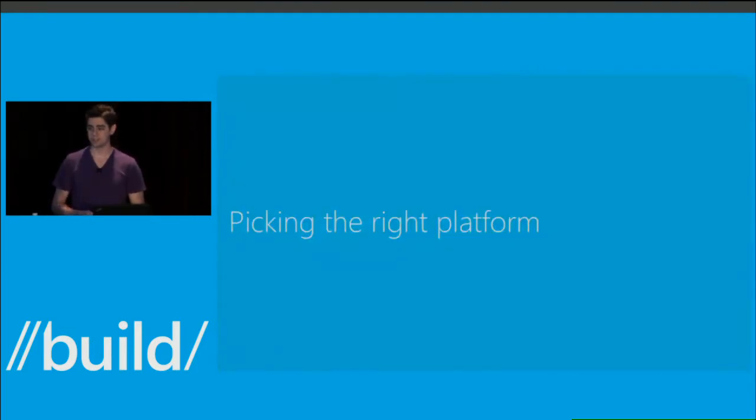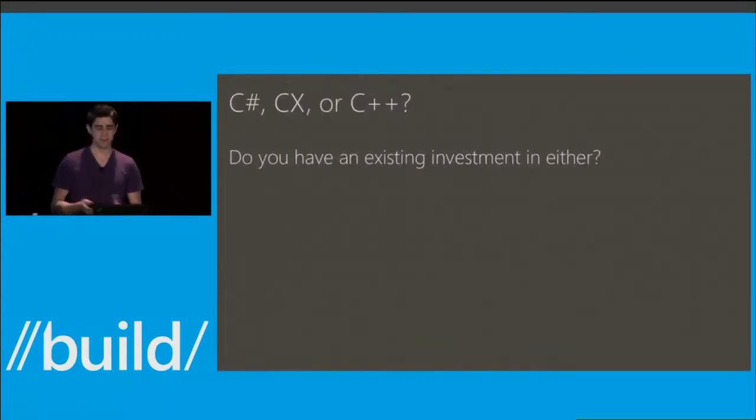One of the next questions for us was building the right platform as well. So the next question I usually get, aside from HTML versus XAML, is C#, C++/CX, C++. Do you have an investment in either? This is, again, the same set of questions to ask yourself. Where is your code? Maybe if you have an Android app or an iOS app that you're porting over, you already have an investment in C++, especially portable C++ as opposed to Objective-C. Or if you have a Windows Phone app, maybe it's already in C#.